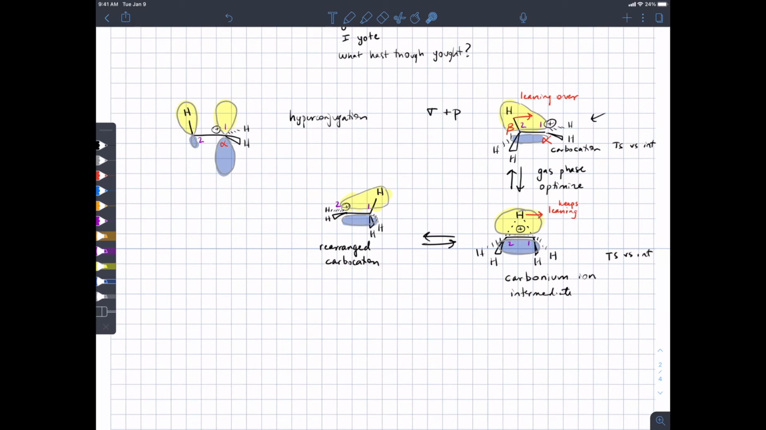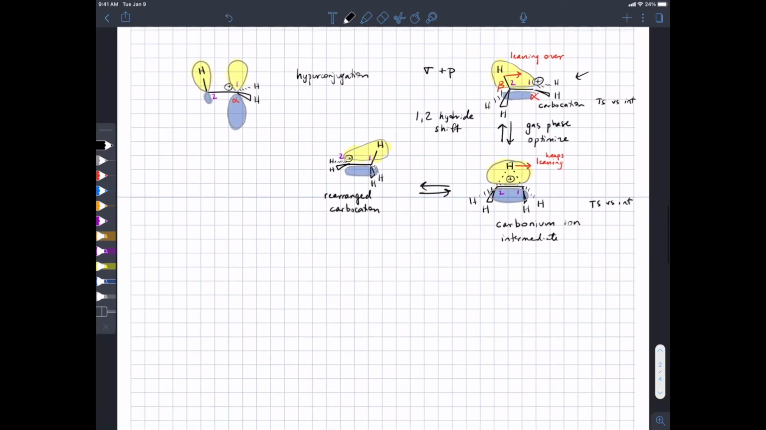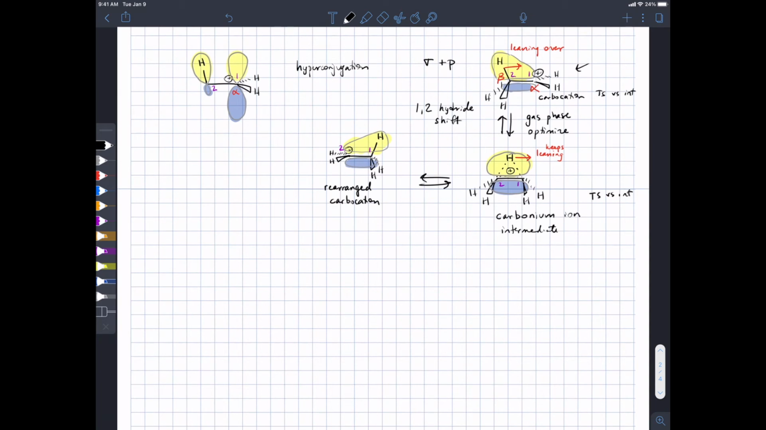Can it happen with groups other than hydrogen? Yes. When it happens with hydrogen, we call this rearrangement process a 1,2 hydride shift, because hydrogen's moving with its electrons. If it happens with a methyl group, we could call it a 1,2 methyl shift, and I'll show you an example of that.